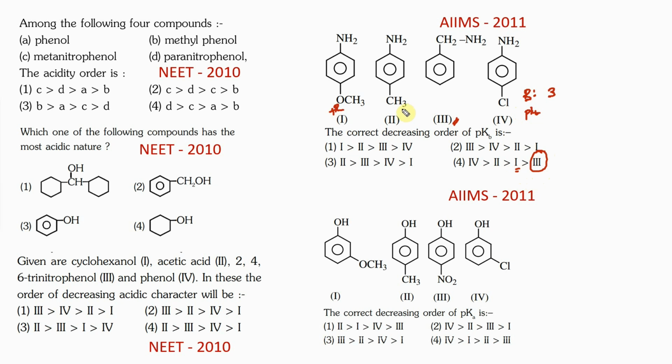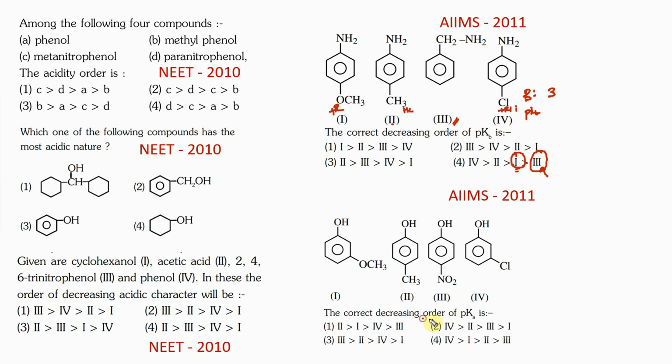Then there is hyperconjugation plus R minus I. As I told you, we can't decide 2 and 4, but I can decide 1. Okay, this is an alkyl amine, so extremely strong base, lowest pKb is the last one.